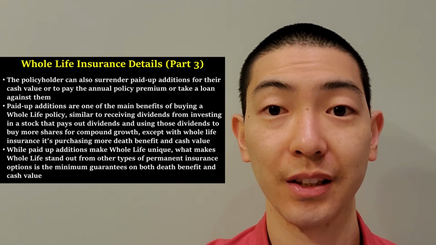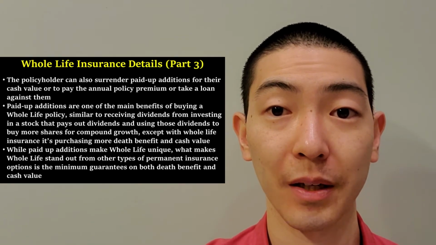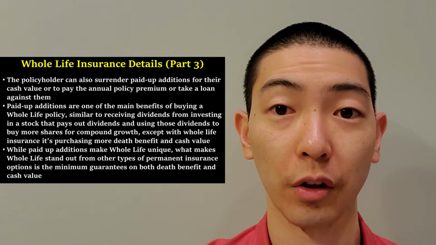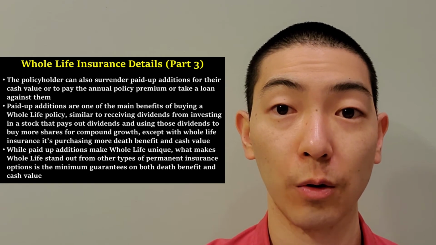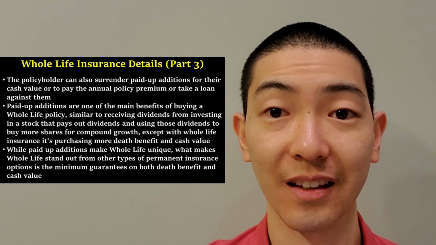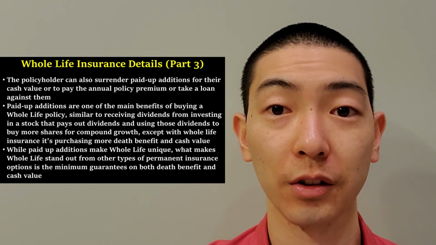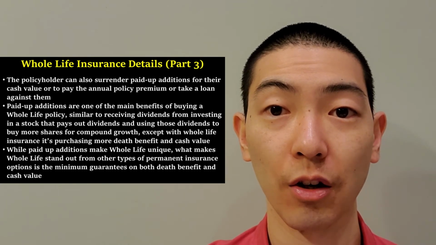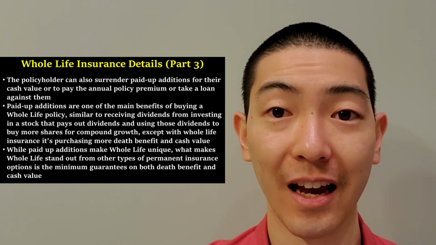Similar to receiving dividends from investing in a stock that pays out dividends, and using those dividends to buy more shares for compound growth, except with whole life insurance, it is purchasing more death benefit and cash value. While paid up additions make whole life unique, what makes whole life stand out from other types of permanent insurance options is the minimum guarantees on both death benefit and cash value.